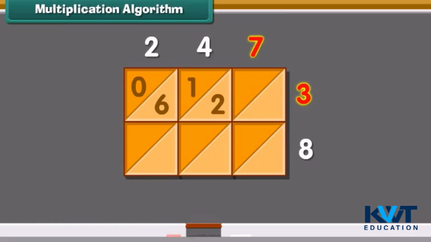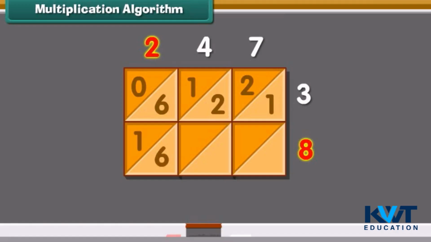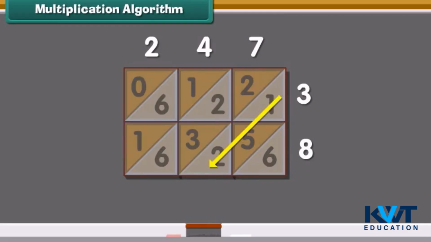Now 7 threes are 21. Similarly, 8 twos are 16. 8 fours are 32. And 8 sevens are 56. Now start at the bottom and add down the diagonal strips.